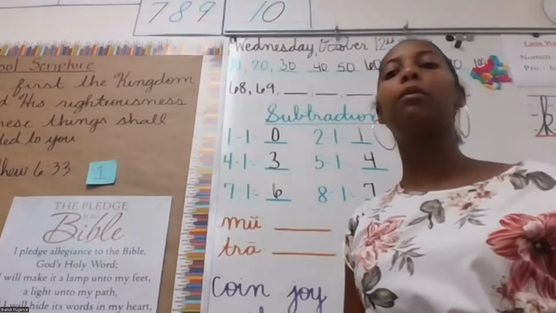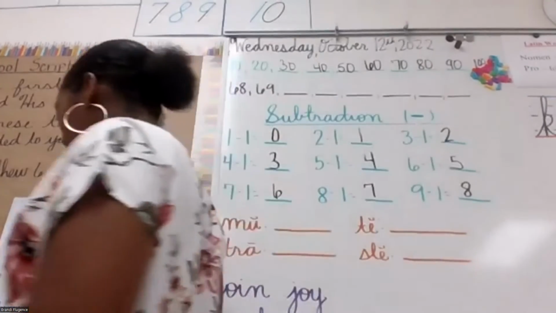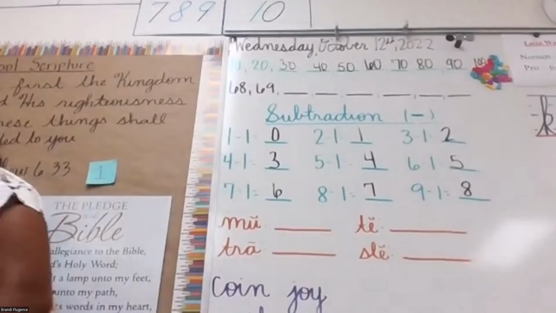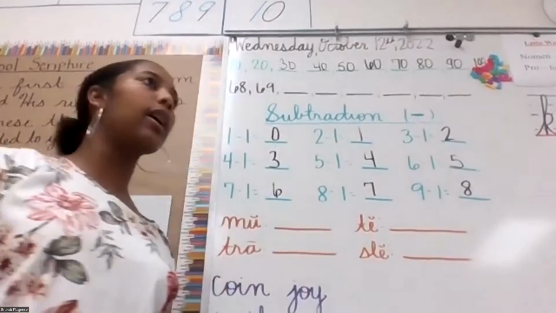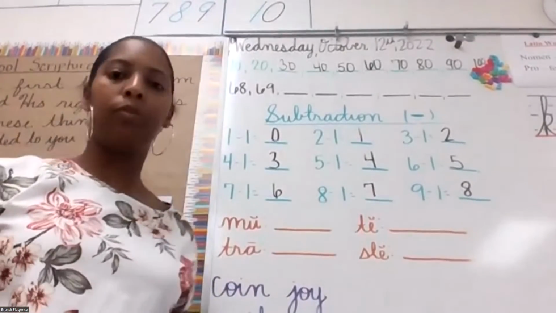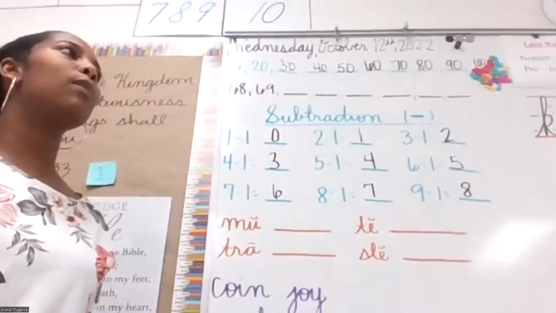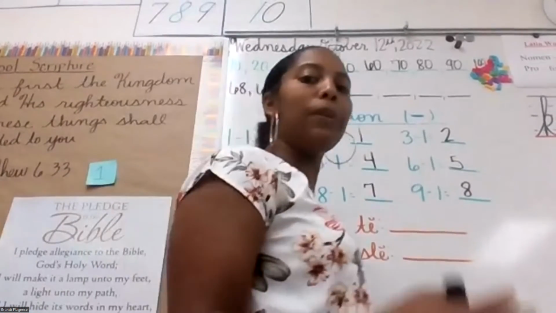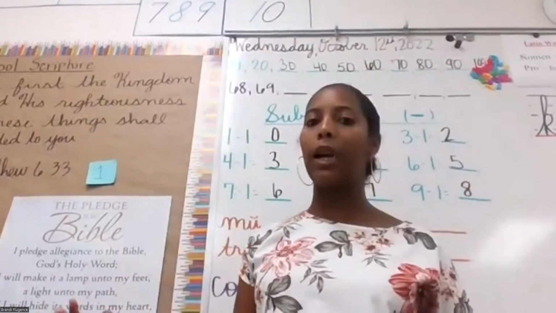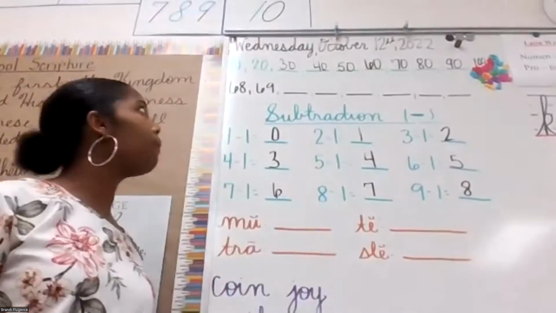Let's go ahead and count it out. 10, 20, 30, 40, 50, 60, 70, 80. Yes, counting by tens is when we are basically skipping 10 numbers at a time. That's why it's called counting by tens. Let's go ahead and count by ones.